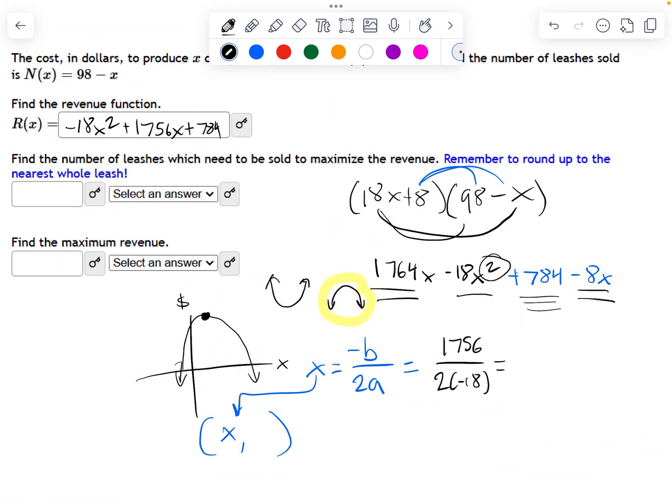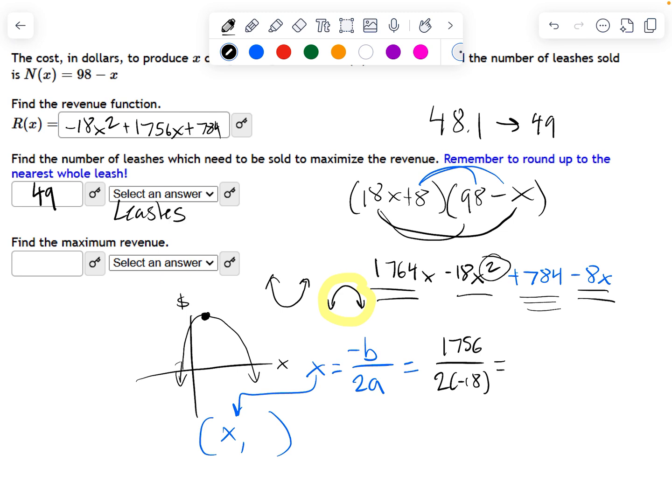So we have 48.7 repeating, which means we'll need 49 leashes in order to maximize our profit, right? We're rounding up to the nearest whole leash. If your decimal was like 48.1, you would still turn that into 49 leashes because you need 0.1 of a leash, which means you just need another leash, right? So keep that in mind, regardless of your decimal, round that answer up. So you need 49 leashes.